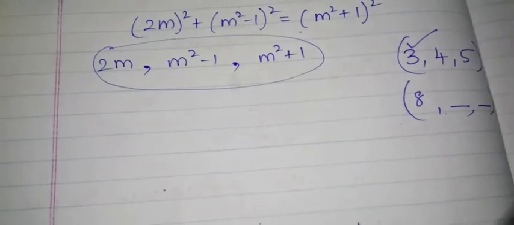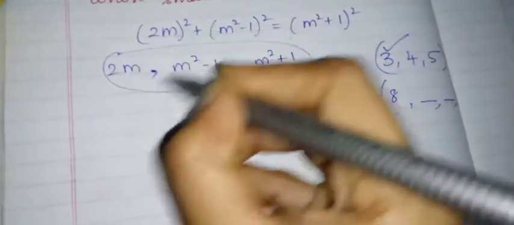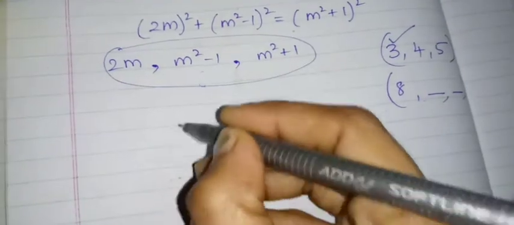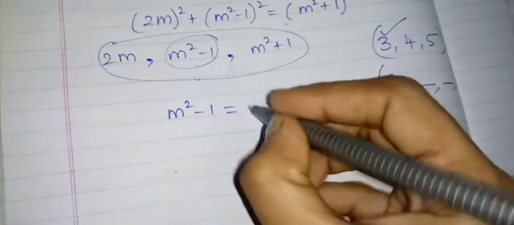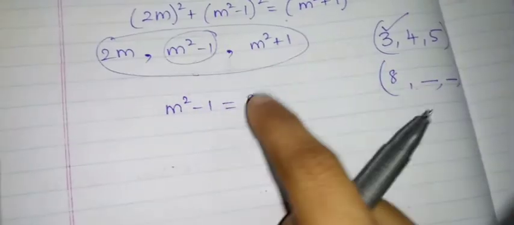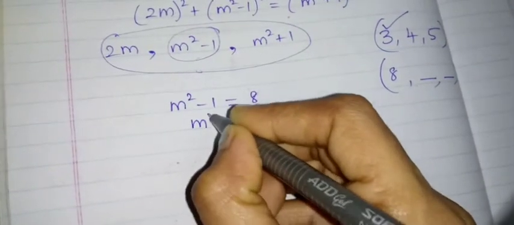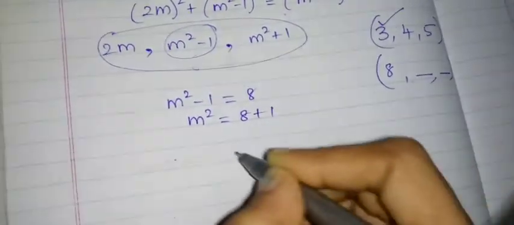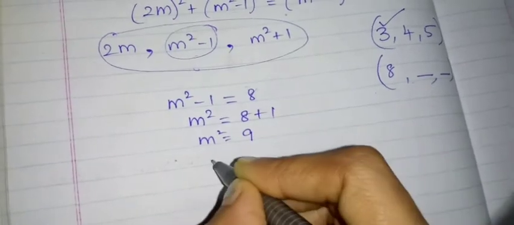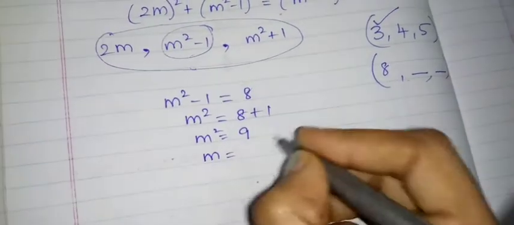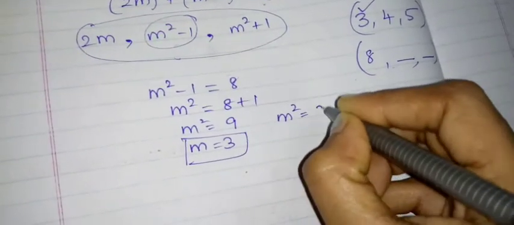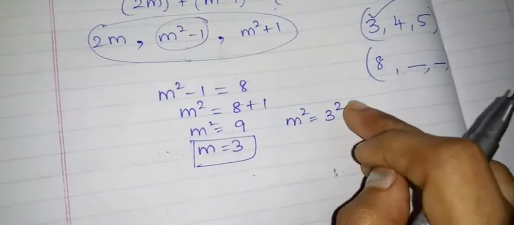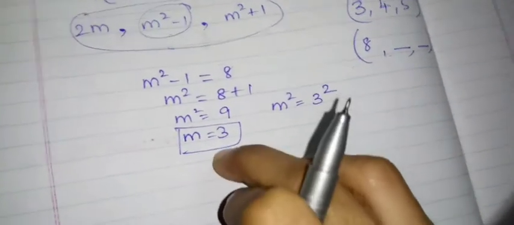Actually any one of these values will be 8. So I am first taking, as in the example problem, this value as 8. These two numbers we should find. If it is 8, now m square is equal to 8 plus 1. m square is equal to 9. Then m square is equal to 3 square, so m is equal to 3.